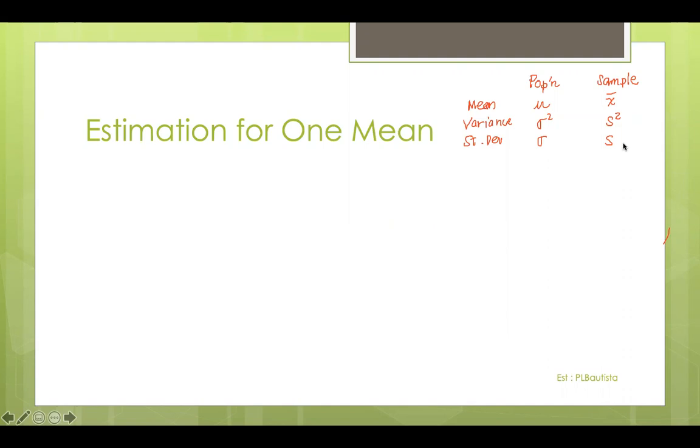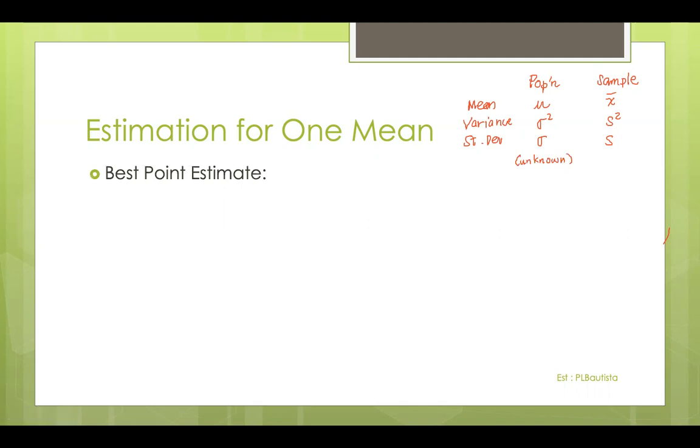Our goal in the estimation of population parameters is to estimate the unknown population parameters in the first column here. And normally, we estimate these unknown values by using information from the sample.